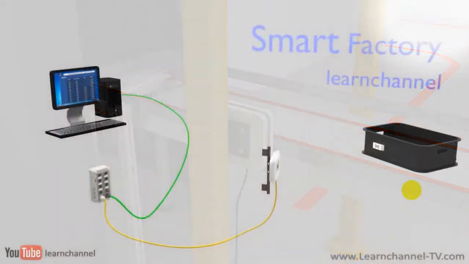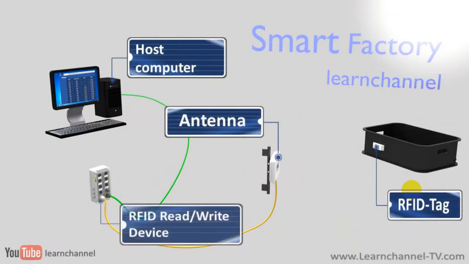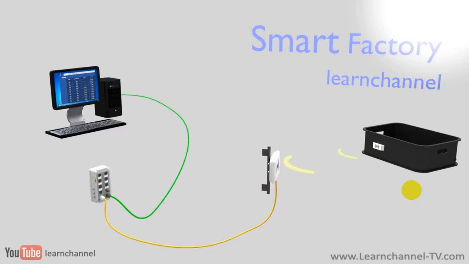Here you see the basic components of a typical RFID system. The RFID reader sends a constant radio wave via an antenna. The tag, or so-called transponder, receives this signal and responds with its own radio signal containing the information stored in its memory. The reader decodes this information and passes it on further, typically to a host computer.